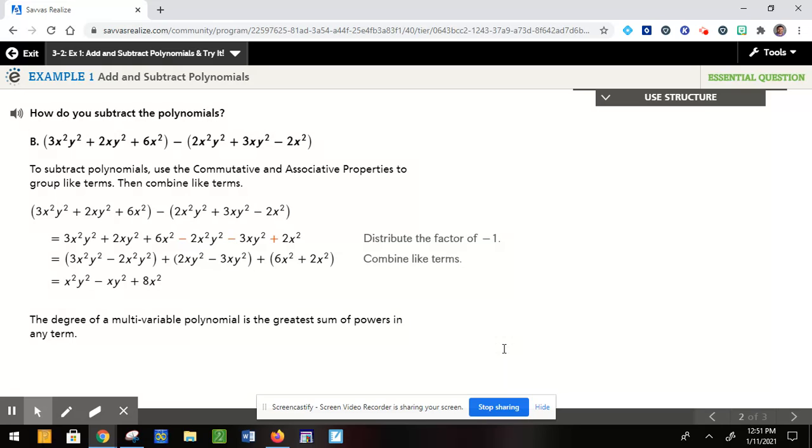So the degree of a multivariable polynomial is the greatest sum of powers in any term. So this would be considered a 4th degree, because an x squared and x squared y squared, you're summing those powers together. X y squared, that would be a 3rd degree term. The whole polynomial is still 4th degree, but a 3rd degree term, and then that's a quadratic term. So that would also be standard form, where they're in order decreasing by degree.